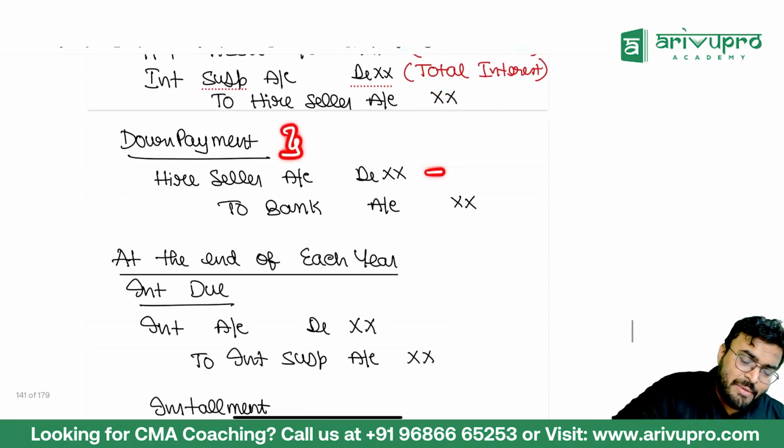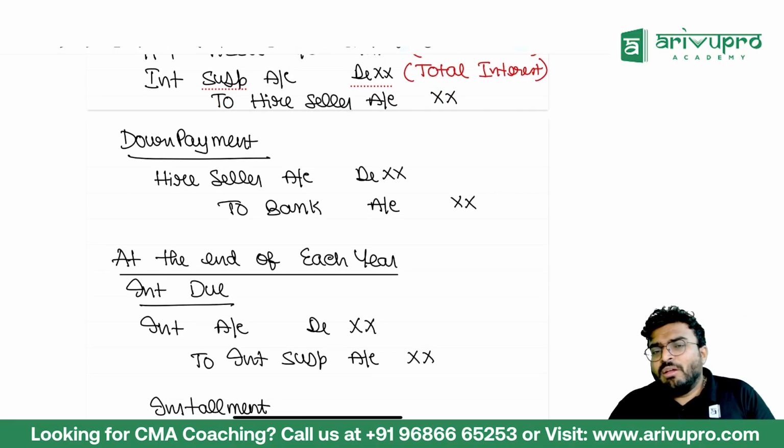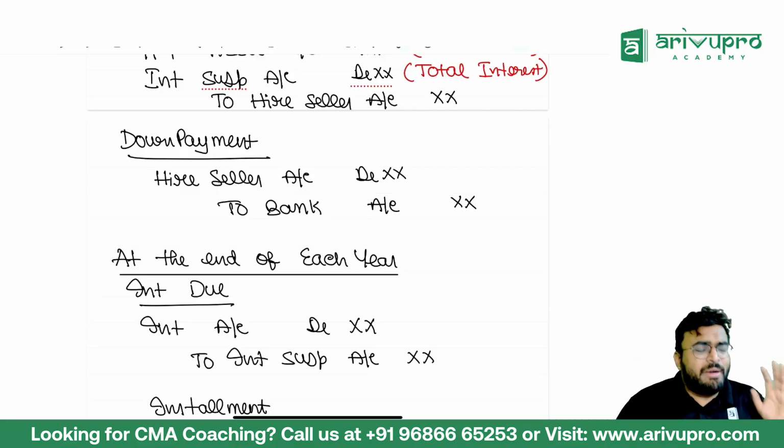Down payment entry is same. Hire seller account debited to bank. You are going to make the payment. Hire seller account debited, bank account credited.